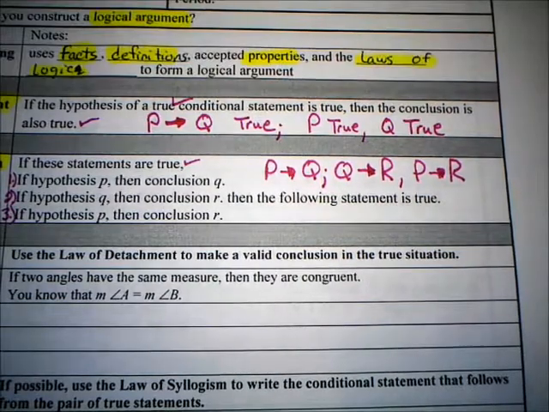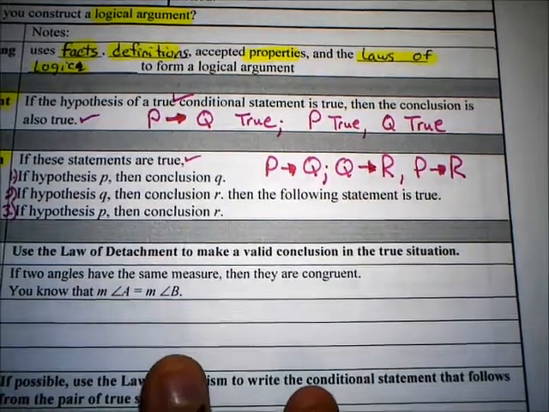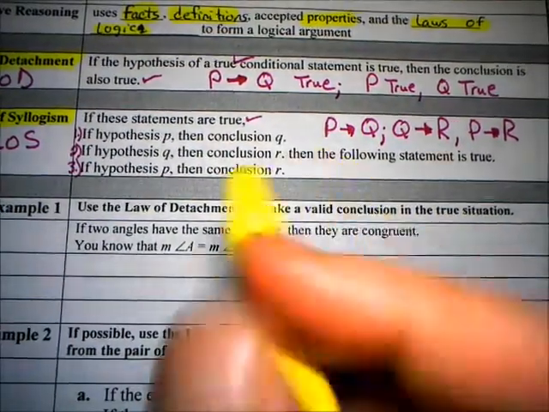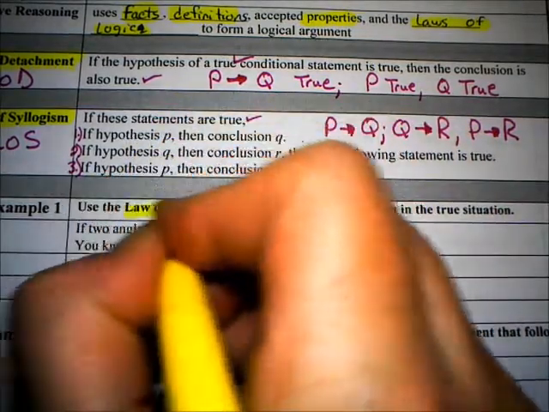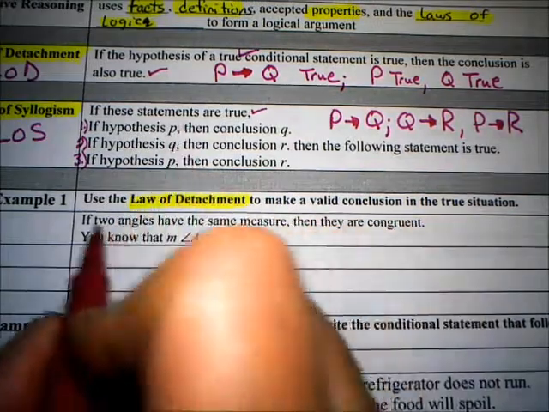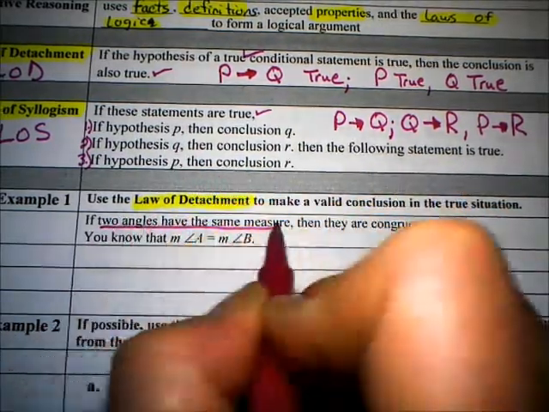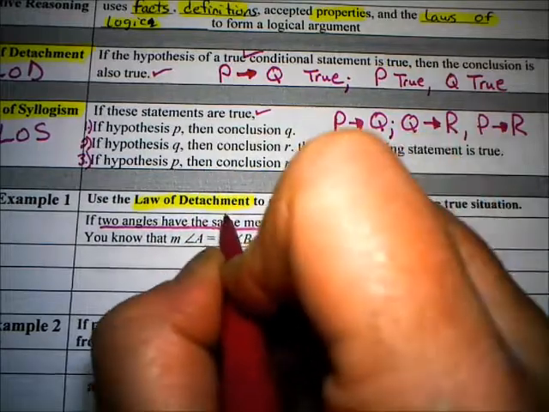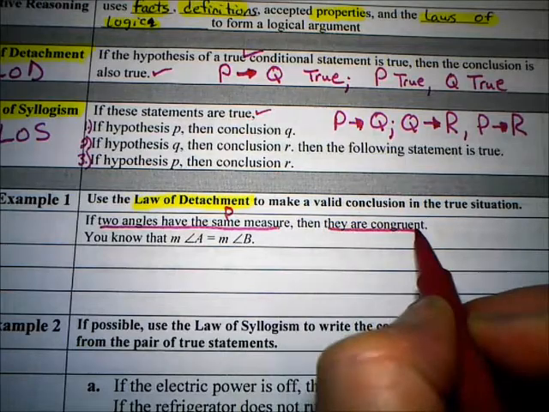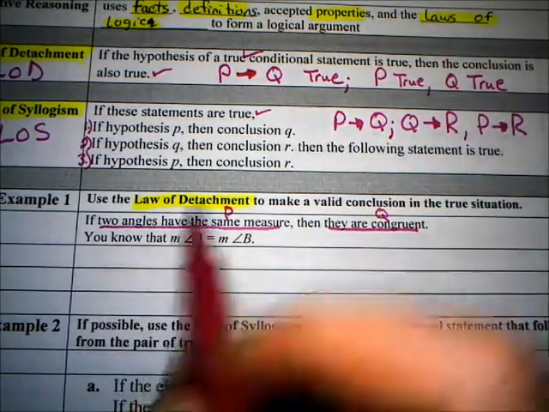Alright, let's put some words to this instead of all these letters. On the first example, they're going to use the LOD, the law of detachment, so you can see this in action. If 2 angles have the same measure, this is our hypothesis, which we call the P. Then here's the conclusion, which is our Q: they are congruent. So if 2 angles have the same measure, they are congruent.